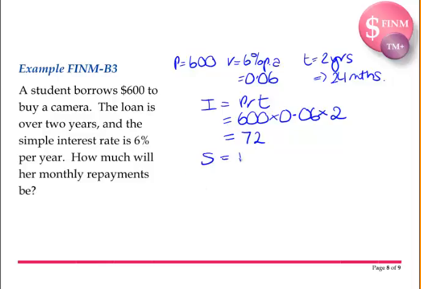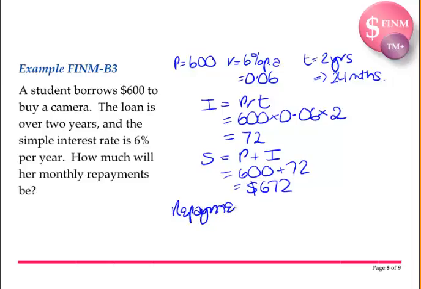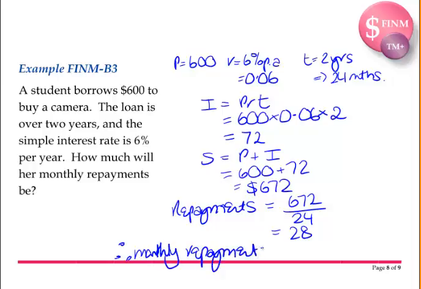So the amount the student needs to repay is the principal plus the interest, so 600 plus 72, which is $672. So the repayments are going to be the 672 divided by the 24 months, which gives me 28. So therefore, monthly repayments would be $28. Oh, and I should put per month. Doesn't really fit. Per month. There you go.